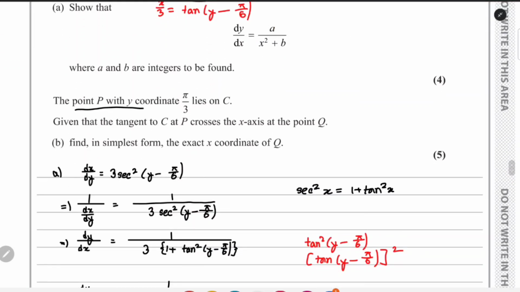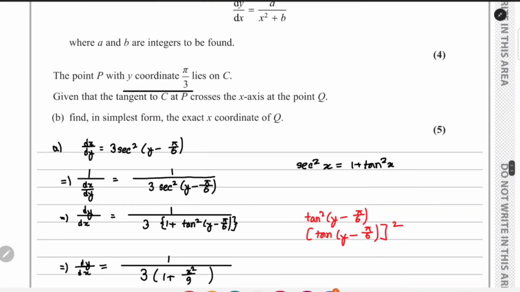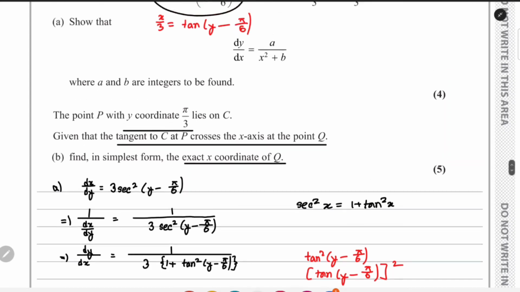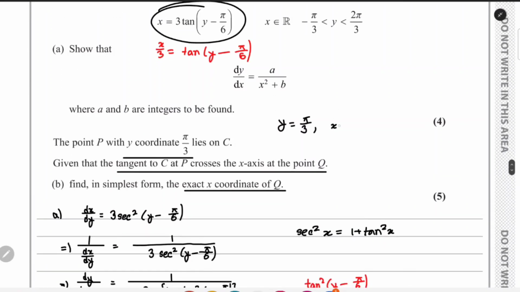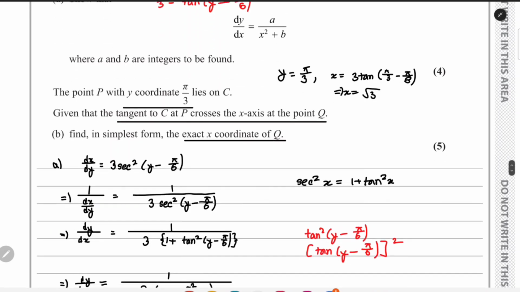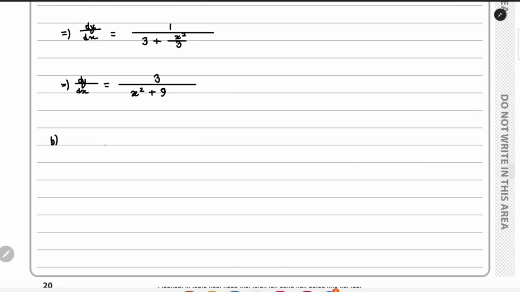Now we are given that point P with y coordinate pi by 3 is on the curve C, and that the tangent to the curve at P crosses the x-axis at Q. We have to find the exact coordinate of Q. When y is pi by 3, we can put it over here and find the value of x. This will be 3 tan (pi by 3 minus pi by 6). So 3 tan pi by 6. This is equal to root 3. So the point P is root 3 comma pi by 3.